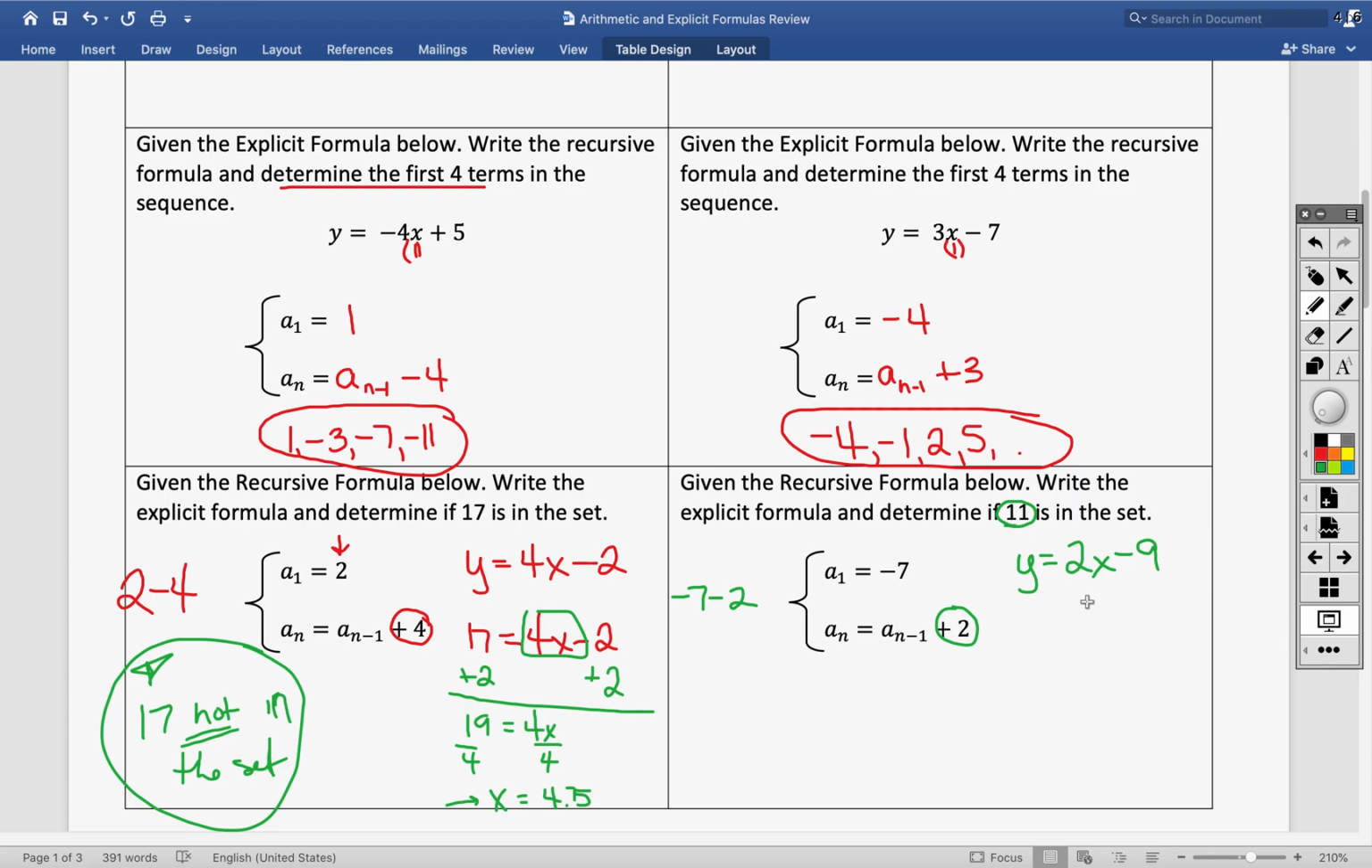Now, to determine if 11 is in the set, you are simply going to plug 11 in for y. So it's 11 equals 2x minus 9, and to solve this, you plus 9 to both sides. That gives 20 equals 2x. Divide both sides by 2. 20 divided by 2 is 10. And so, is 11 in this set of numbers? Yes. Why? Because it is the 10th number in the set.